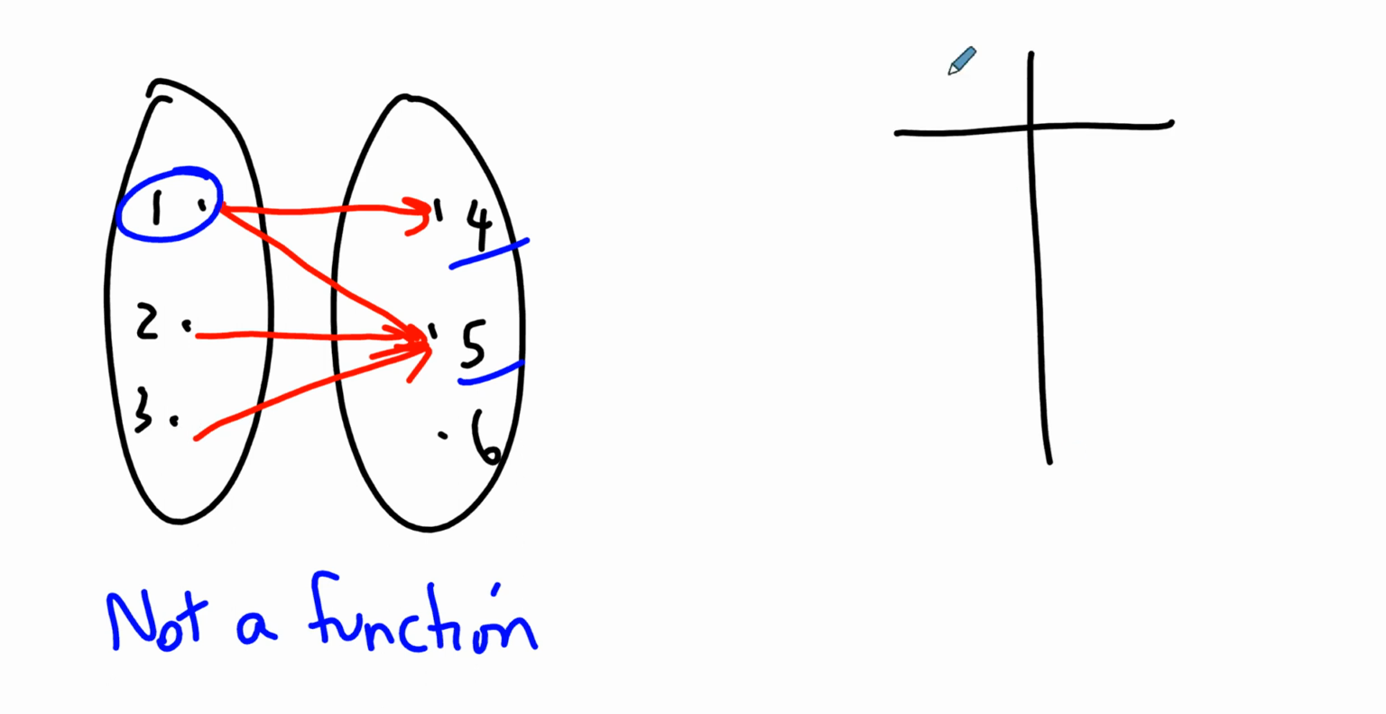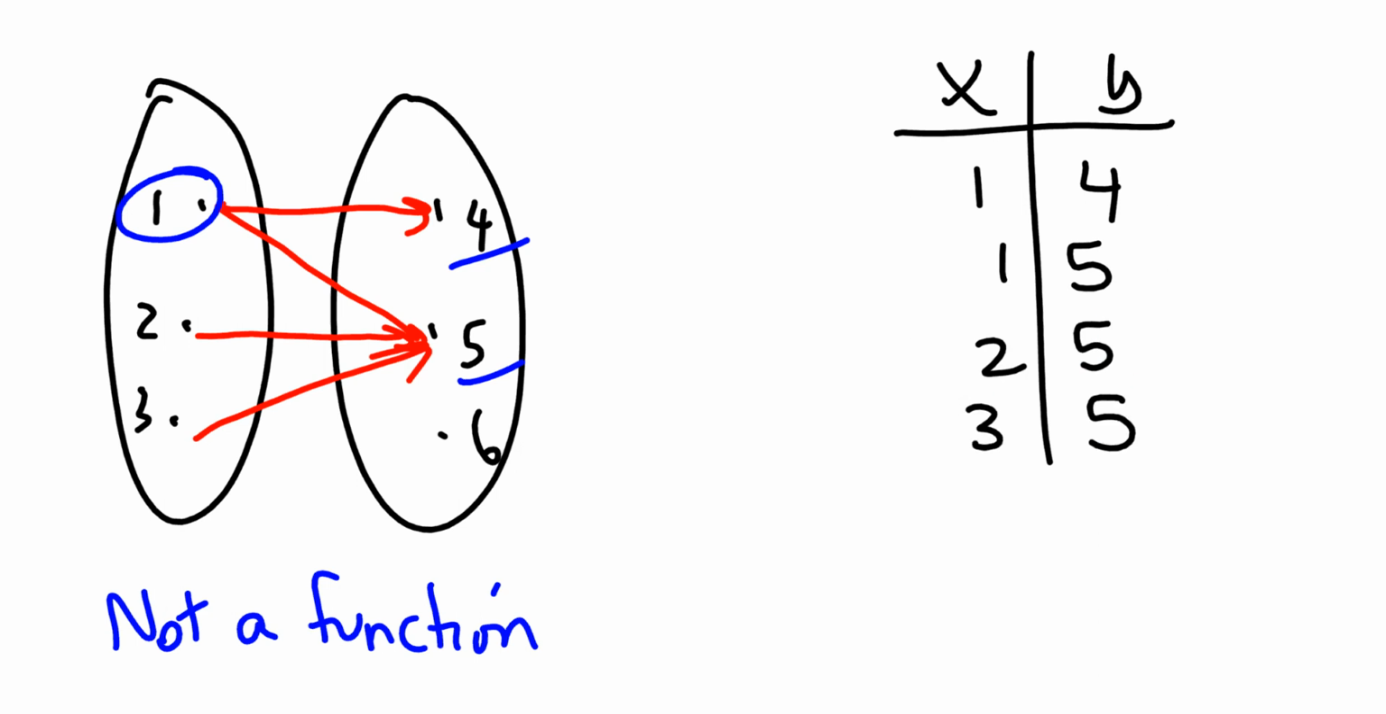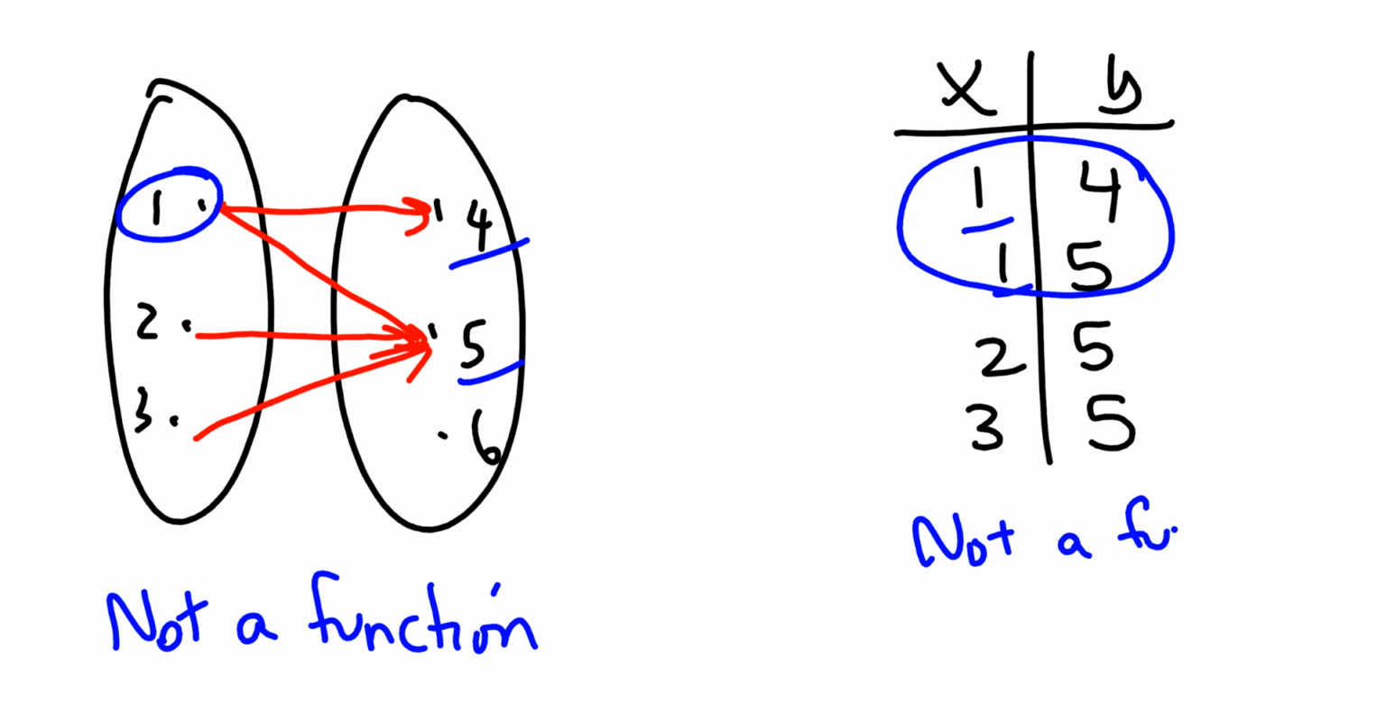In table form, we would have 1 going to 4, 1 going to 5, 2 going to 5, 3 going to 5. We would have one input going to two different outputs. It is not a function. This is not a function if one input goes to more than one output. It is perfectly acceptable for multiple different inputs to have the same output. That's perfectly acceptable. But one input leads to one output. That's how the machine works.